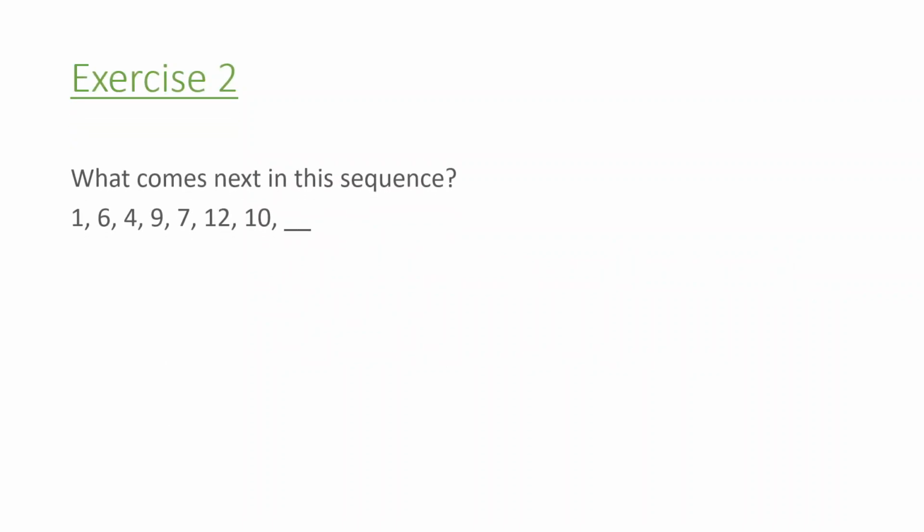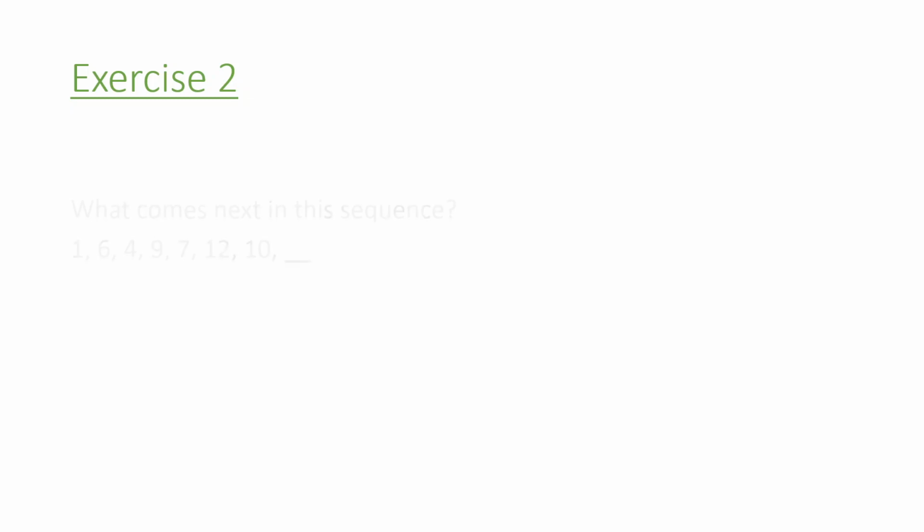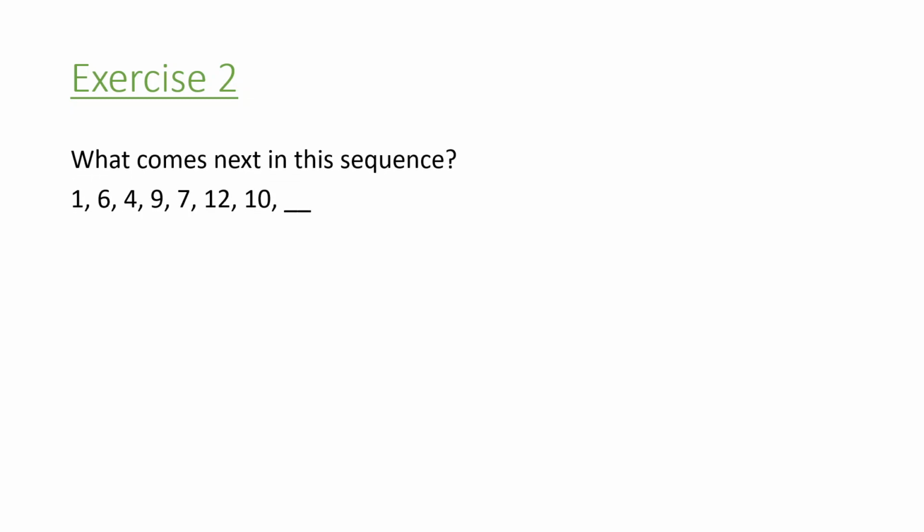And for our second exercise, we have the numbers 1, 5, 3, 7. No, wrong. I'm sorry, that's for the next problem. In the second exercise, we have a sequence where the numbers are 1, 6, 4, 9, 7, 12, and 10. The next one you'll have to find, and you'll have 25 seconds for this problem.